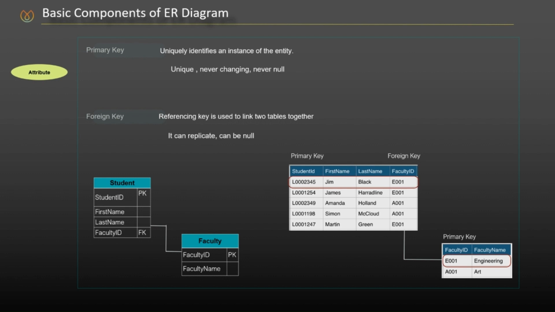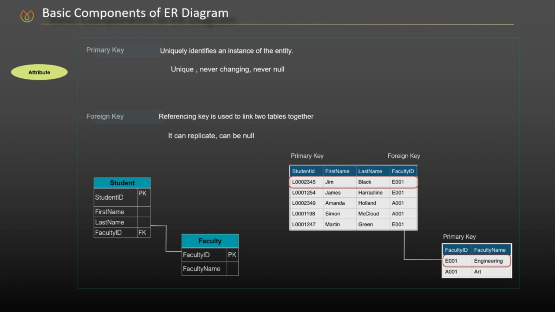Foreign keys, sometimes called reference keys, are used to link two tables together. Typically you take the primary key field from one table and insert it into the other table, where it becomes a foreign key. Note that a foreign key does not need to be unique. Multiple records can share the same value.